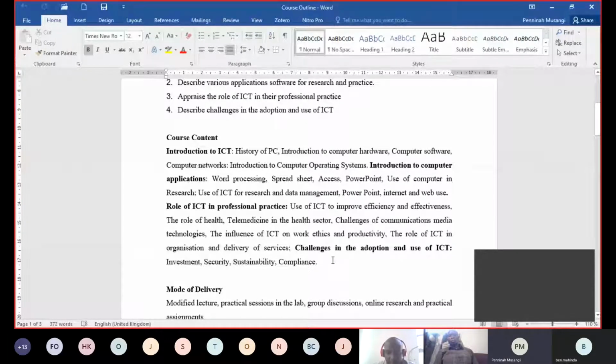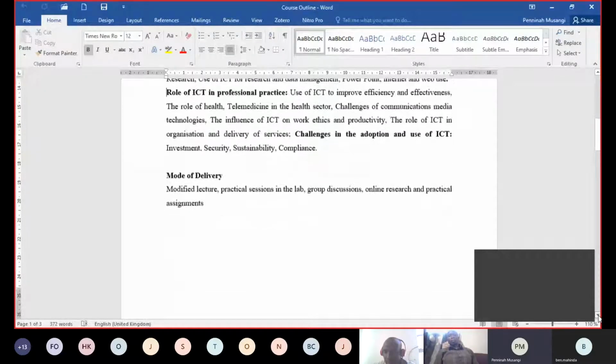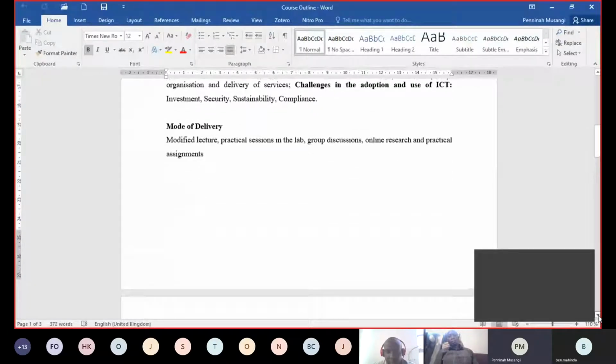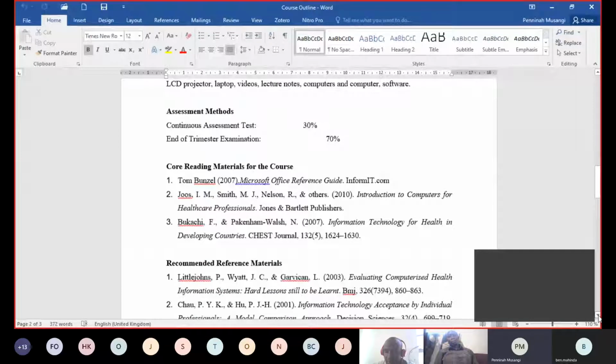Then I'll not talk about the mode of delivery because this has been modified because of the COVID. In terms of assessment, we are supposed to have 2 continuous assessment tests, which will contribute to 30% of your final mark. Then we have a final trimester exam, which contributes to 70% of your total mark.